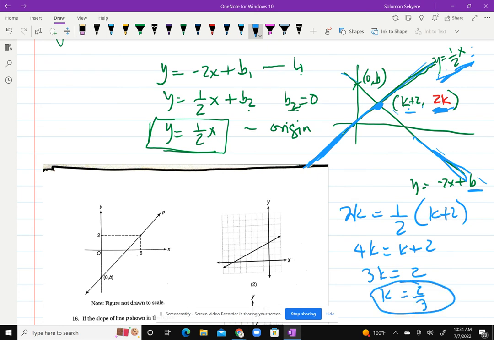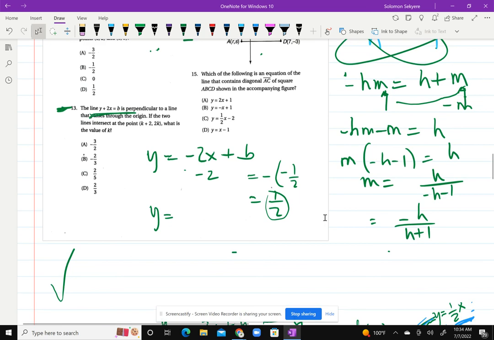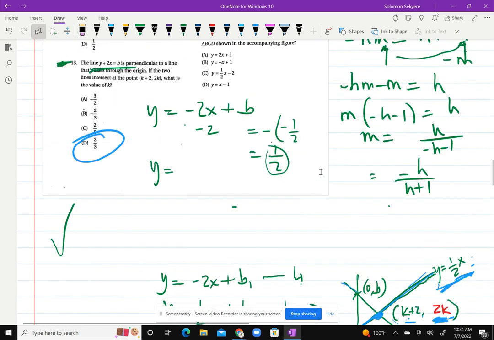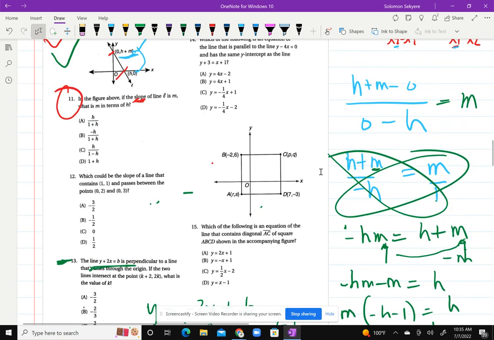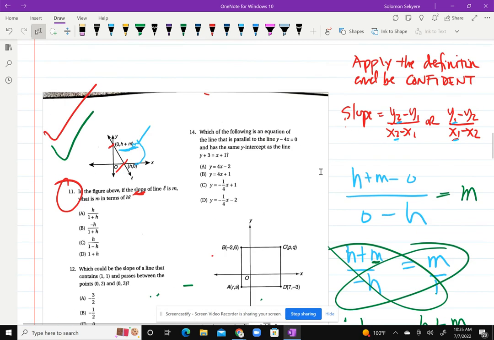That is your answer. Let's see if it's in there. k equals 2 over 3. This is the correct answer. So don't be looking at things and plugging in anything. Learn your algebra well, and then everything else will fall in place.